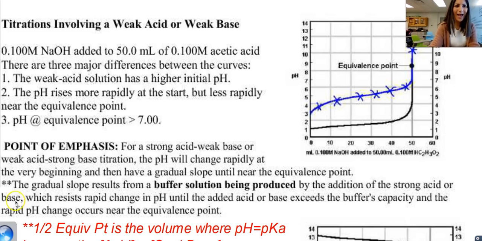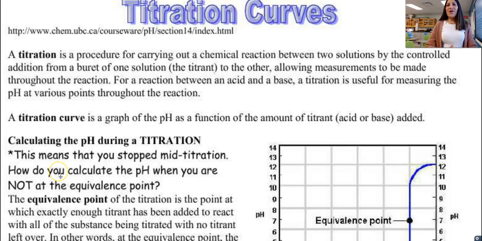All right, so let's go back and go right through the notes. Let's go back to what a titration is. It's a procedure for carrying out a chemical reaction between two solutions, adding one from a burette, which they typically call the titrant, into the other one, allowing measurements to be made. For a reaction between an acid and a base, a titration is useful for measuring pH at various points, or we could use MAVA equals MBVB to figure out the concentration of a particular acid or base when we know the concentration of another one.